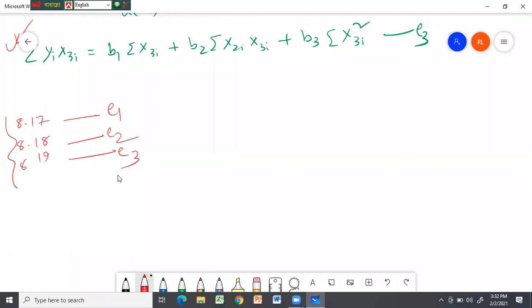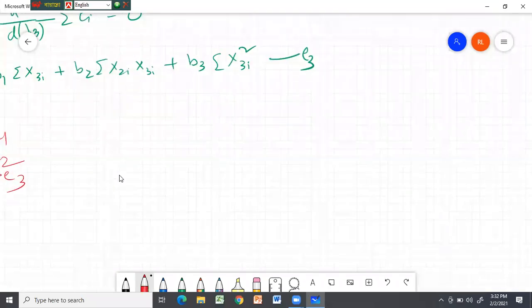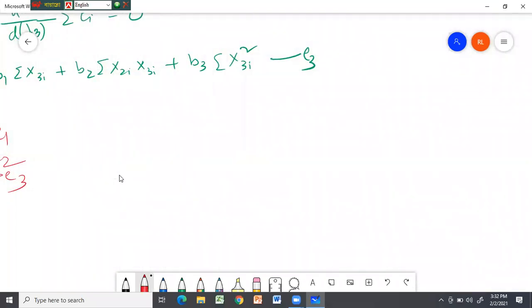They have already given you the format that b1 is equal to y bar minus b2 x2 bar minus b3 x3 bar. And b2 is equal to, after some algebraic manipulation, they have done some algebraic manipulation to get b2 and b3.